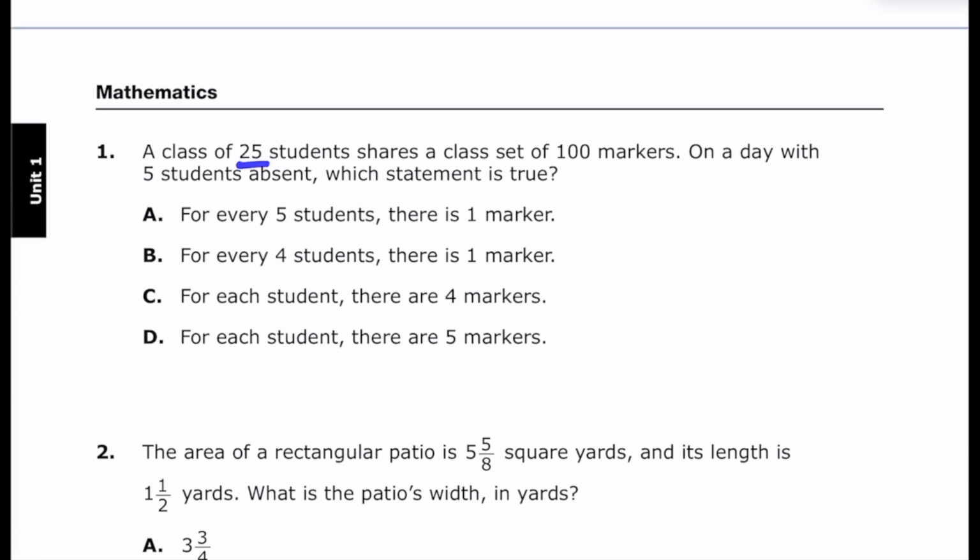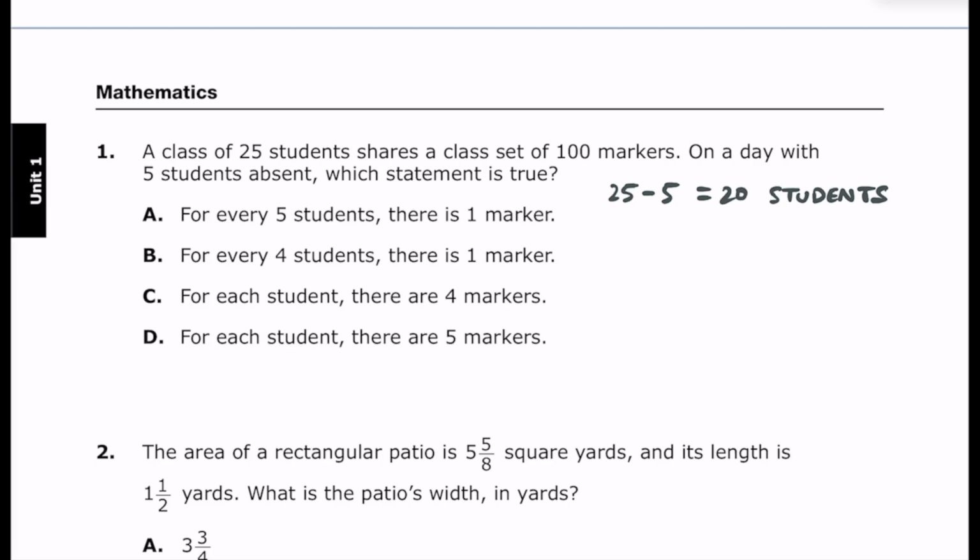Alright, a class of 25 students is going to be sharing 100 markers. One day we have 5 students absent. Which statement is going to be true? So if there are 5 students absent, we have 25 minus 5. How many students are there really? There are going to be 20 students that are here, and these 20 students are going to be sharing these 100 markers.